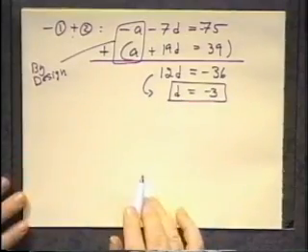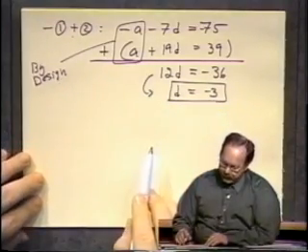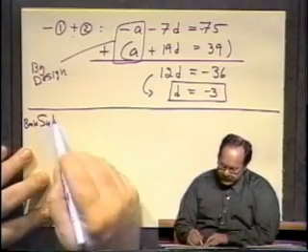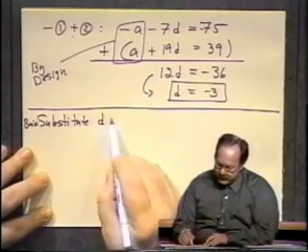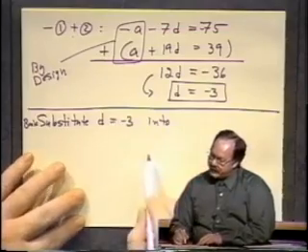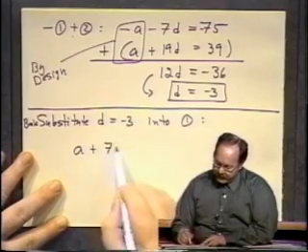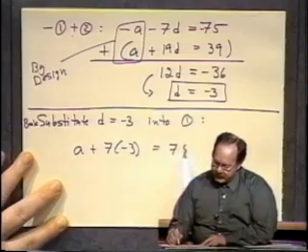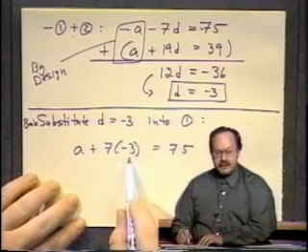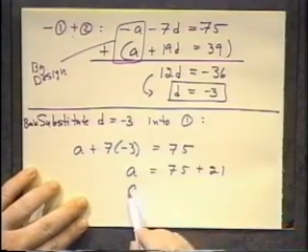So d is the common difference. Now remember, we said that d could be any real number, so don't feel bad that this is a negative number. Common difference can be negative. If I have d now, I can back substitute this d equals minus 3 into any equation that I saw before. Let's go into, say, equation 1, which was fairly simple. I will have a plus 7 times d, which is minus 3, equals 75. Well, 7 times minus 3 is minus 21. Bringing that to the other side, I get a equals 75 plus 21, so a is equal to 96.